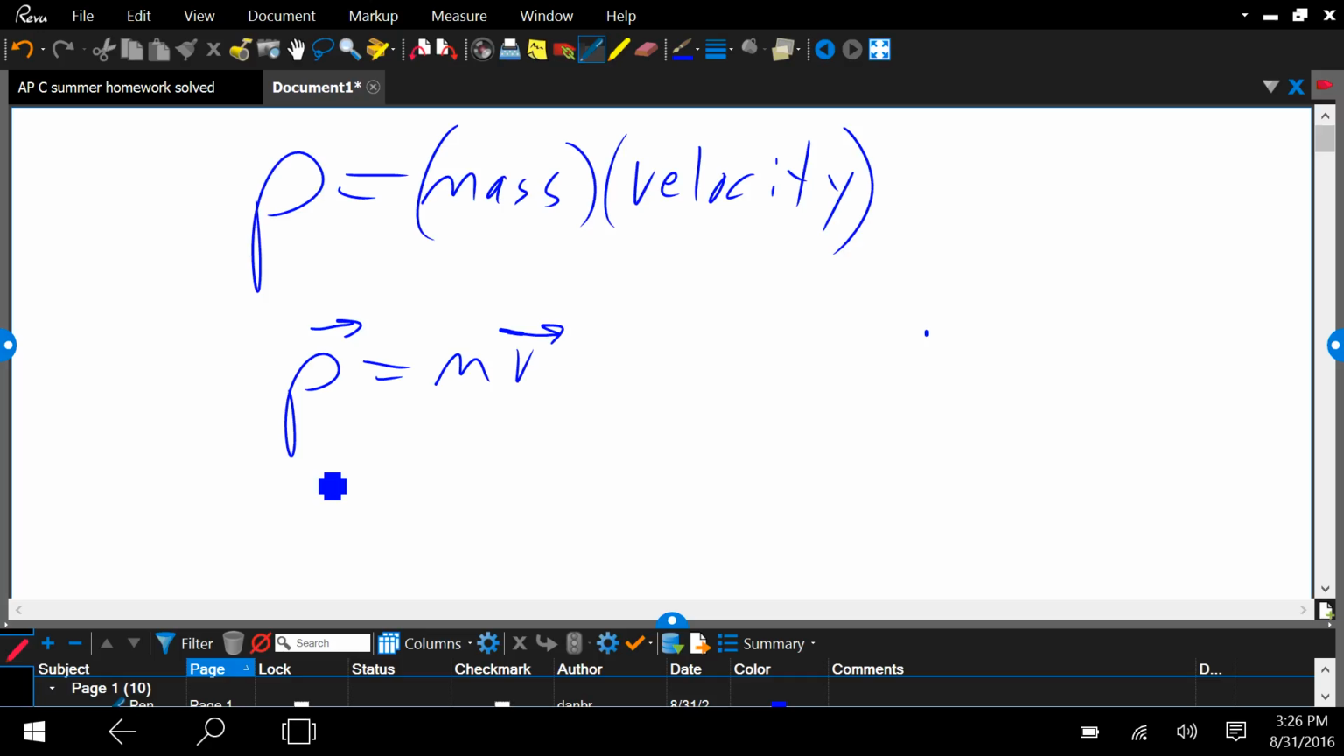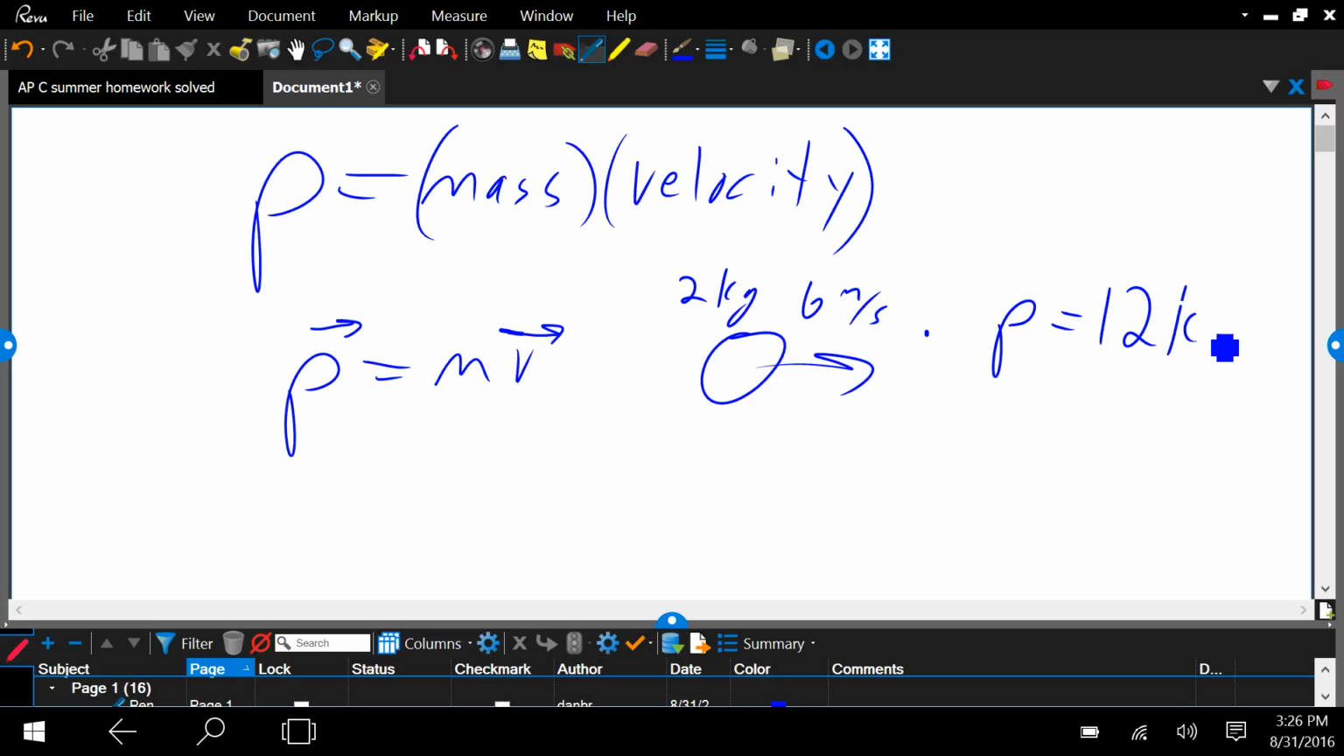So that is how you find the momentum of one object. A really simple example: if a ball is moving along at 6 meters per second and it has a mass of 2 kilograms, you would simply multiply these two numbers together and say its momentum at that moment is 12 kilograms meters per second, and it's a vector, so it would point to the right, the same direction the velocity of 6 meters per second is pointing.